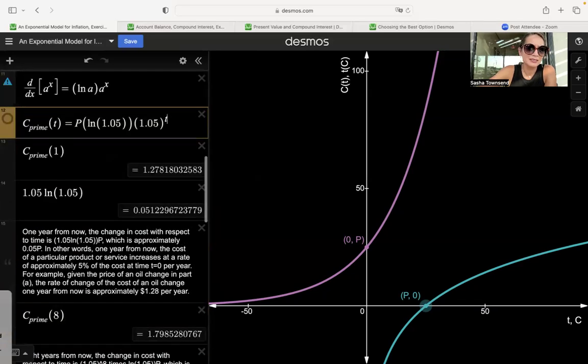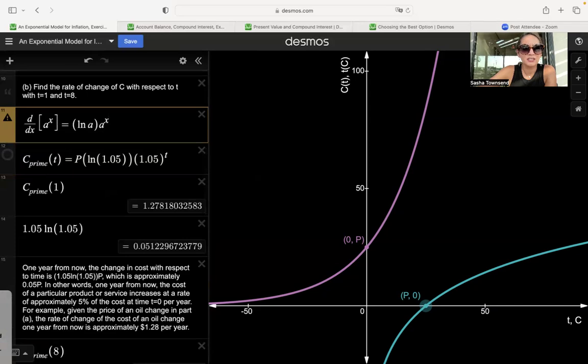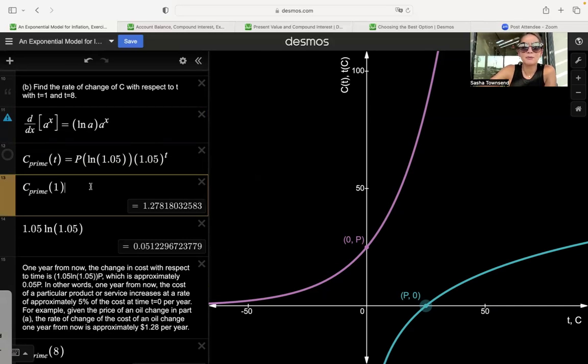So it asked us for the rate of change. We computed the rate of change and we plugged in t equals 1, and we will substitute t equals 8 as well. But I always like to interpret what it is we're finding. This is giving us the rate of change of the cost of that product with respect to time at time t equals 1. So that's saying, what is the rate of change of cost? How much is our cost increasing at 1 year from now, provided that this model holds, provided that we've got that 5% inflation rate.